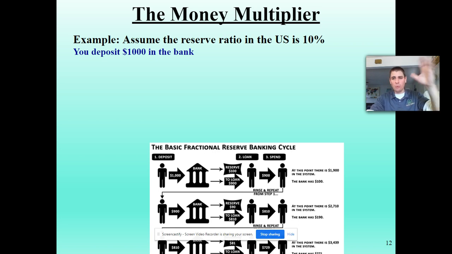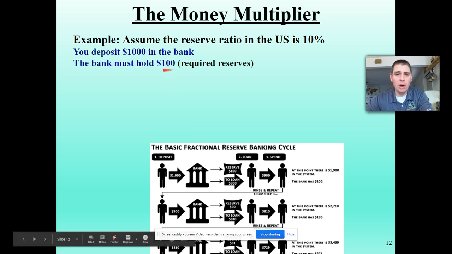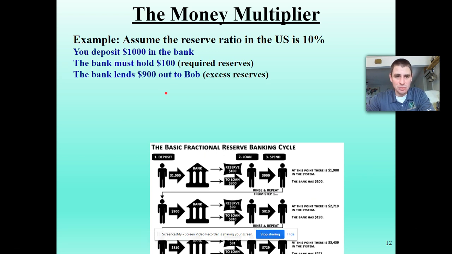But theoretically, the more money that gets loaned out, the greater the money supply. So say you deposit $1,000 in your bank. The reserve ratio is 10%. The bank has to hold on to $100. Well, what's it going to do with the $900? That goes in excess reserves. It's going to lend it out. In this case, it lends it out to, of course, Bob.